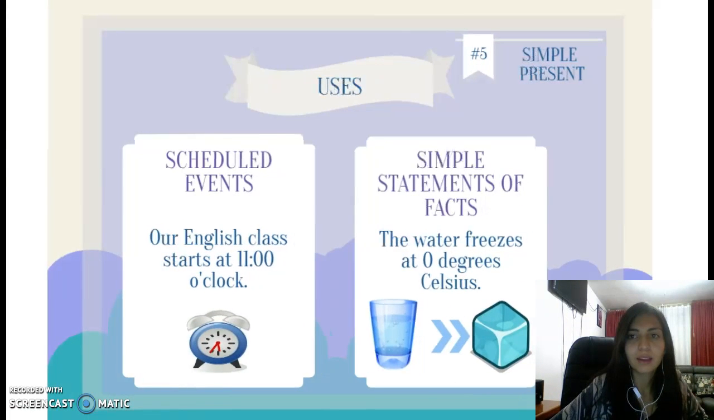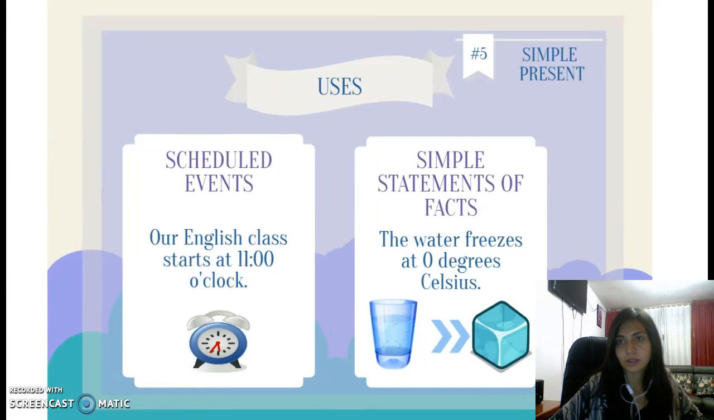And the uses of this future form. We use simple present to talk about scheduled events. For example, our English class starts at 11 o'clock. So, there is a specific time. We know that our class starts at 11 o'clock. So we use simple present to talk about it.